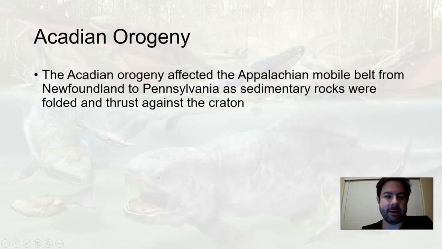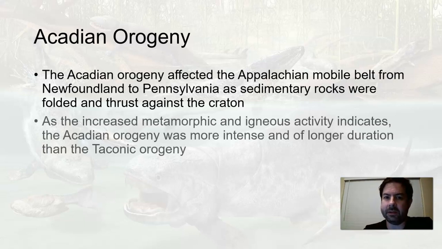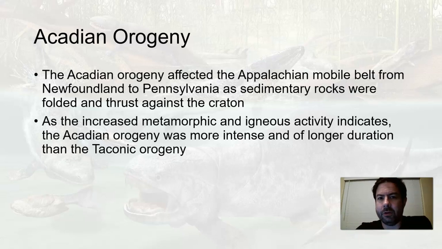So that first part, during the Acadian orogeny, from Canada down to Pennsylvania, sedimentary rocks were folded up and thrust against and onto the craton. There was also an increase in metamorphic and igneous activity, which indicates the Acadian orogeny was more intense than the Taconic orogeny. That metamorphic piece becomes important because if we have coal-bearing layers and we metamorphose those, applying heat and pressure, then that coal, possibly bituminous coal, is metamorphosed to anthracite coal.